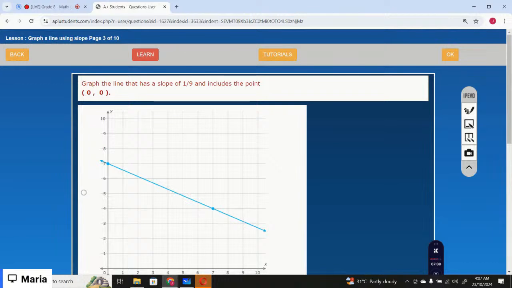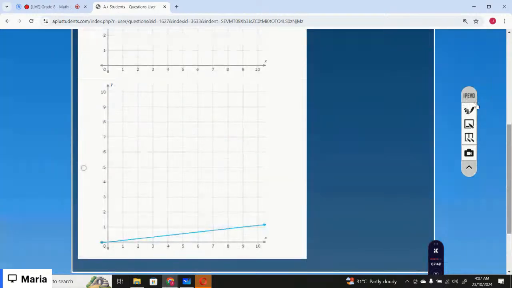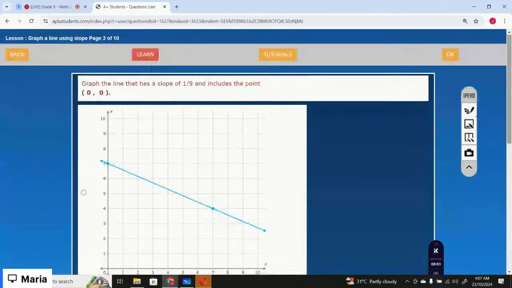Okay, graph the line that has a slope of 1 over 9 and includes the point 0, 0. That is not starting from the origin, so that isn't the correct option. And that is 0, and x is 1 and x is 9 and y is 1. That is the correct option, right? Option number 2 is the correct option.